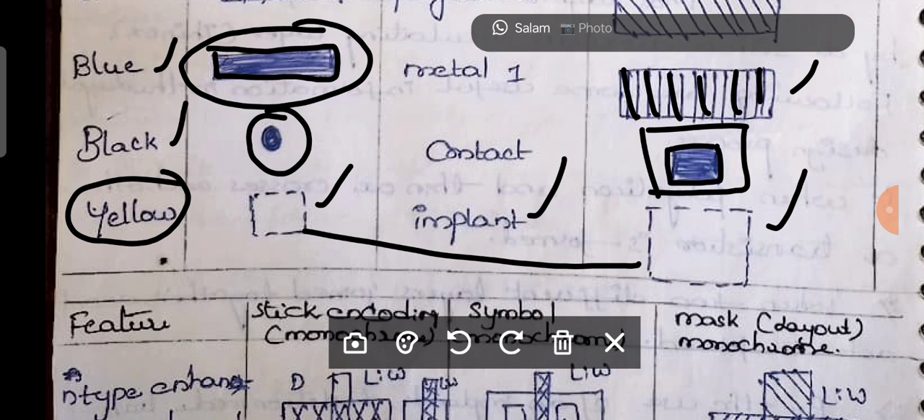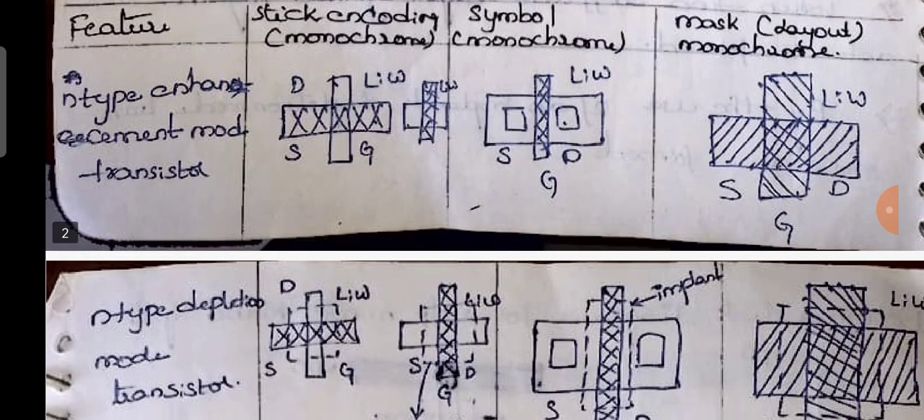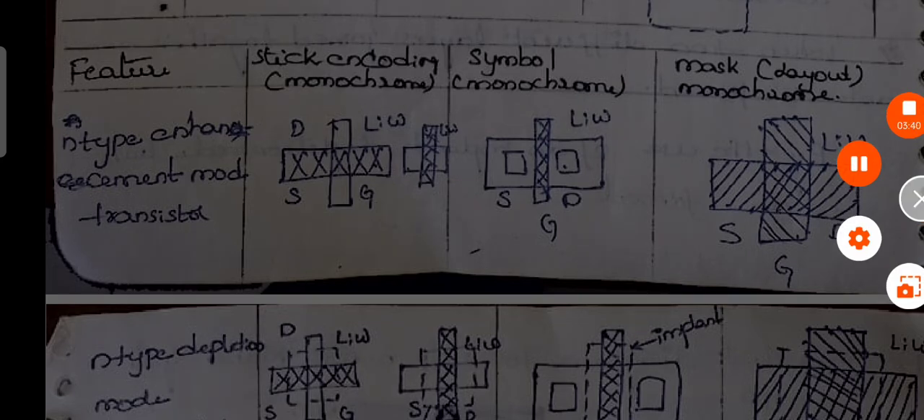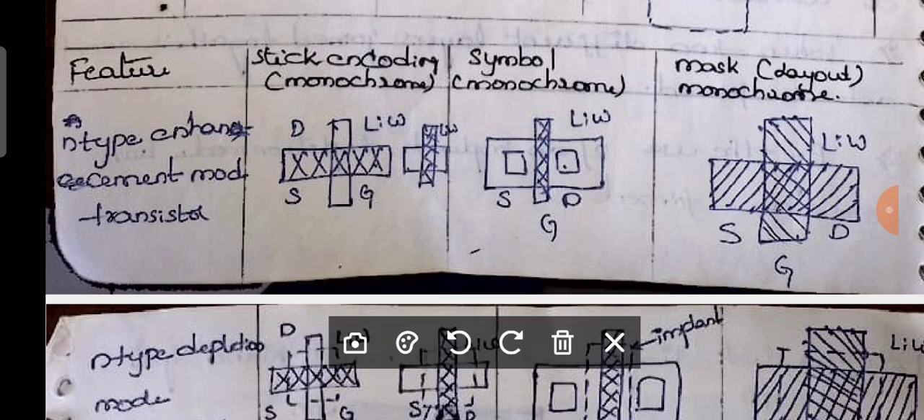Now you can observe some of the monochrome encoding representation of a transistor. Just now you have seen the polysilicon color and diffusion color. If it is an enhancement mode transistor, you do not have any implant on this. Just when poly crosses diffusion, there is a transistor. This L and W are the length and the width of the transistor. I hope you are clear. This is the symbol in monochrome. Now it is the layout.